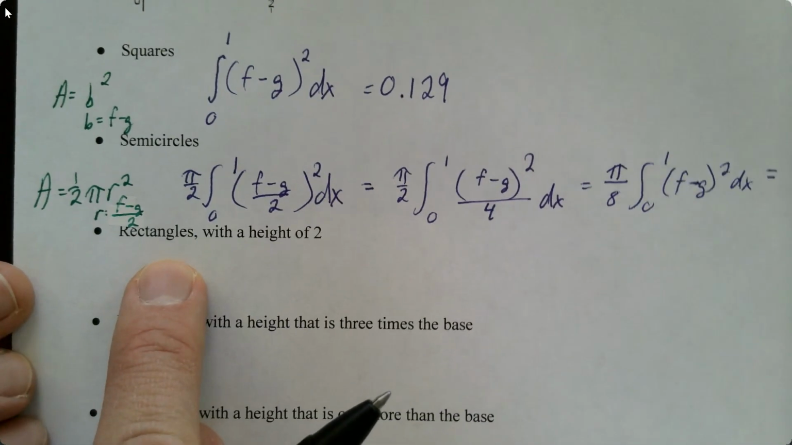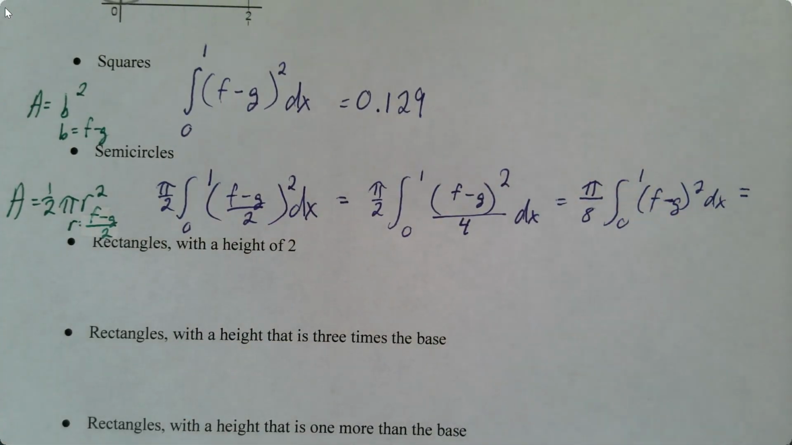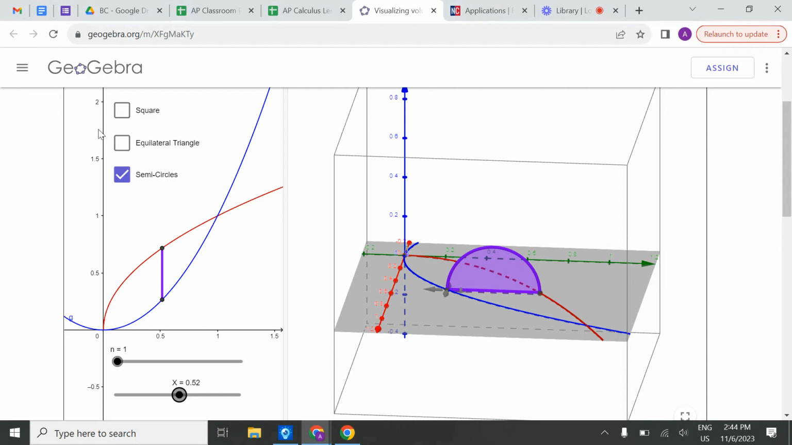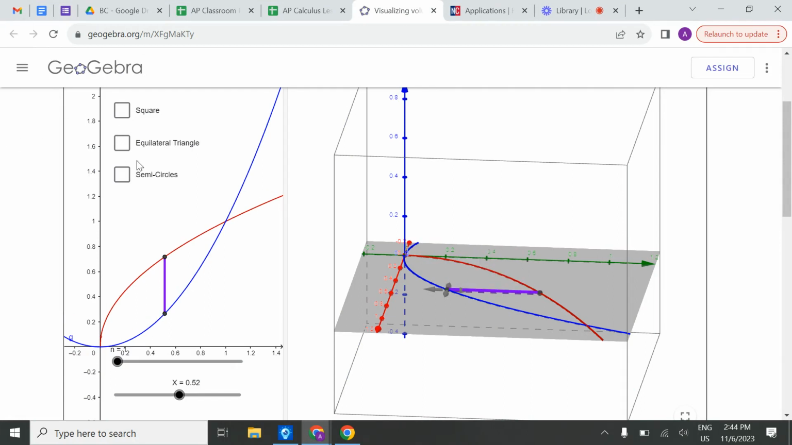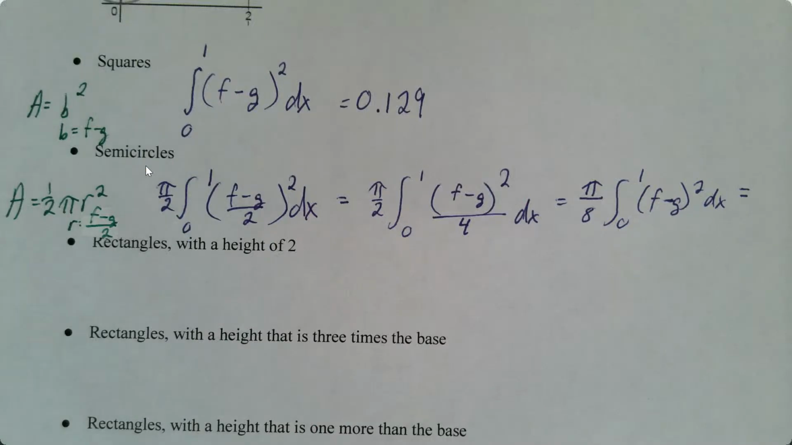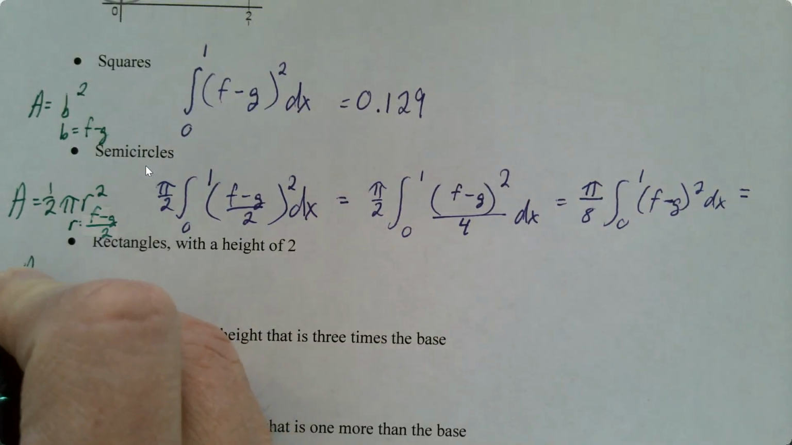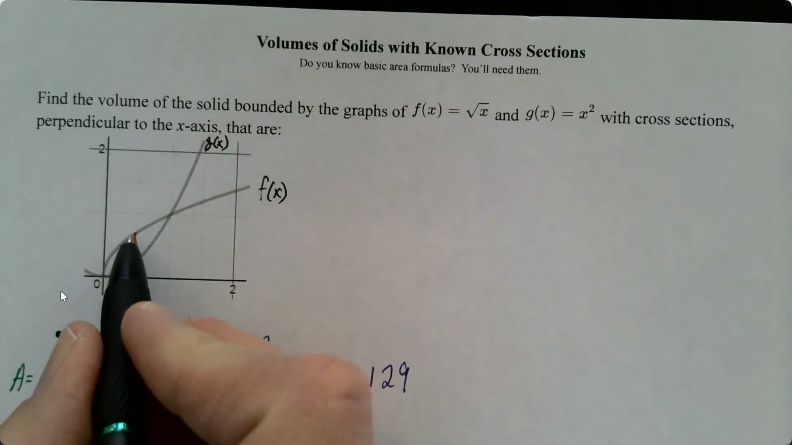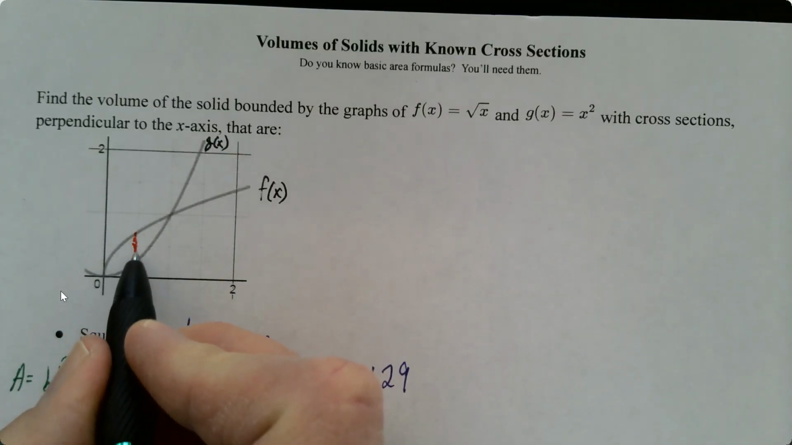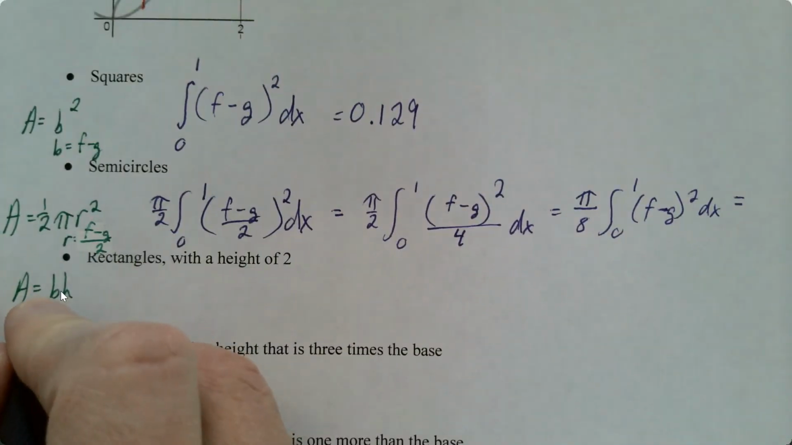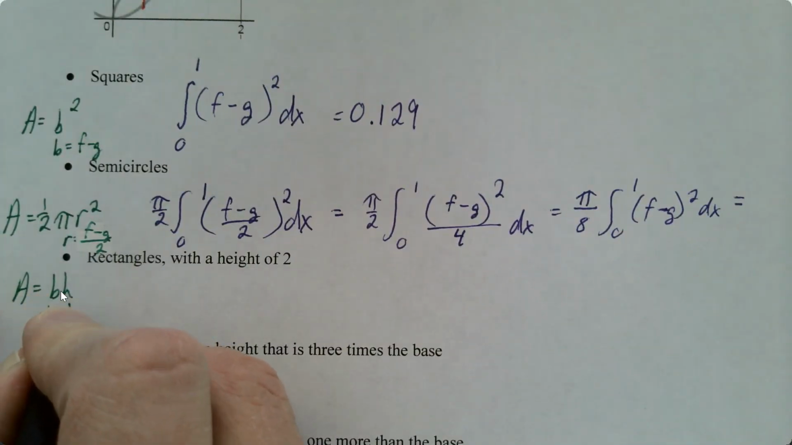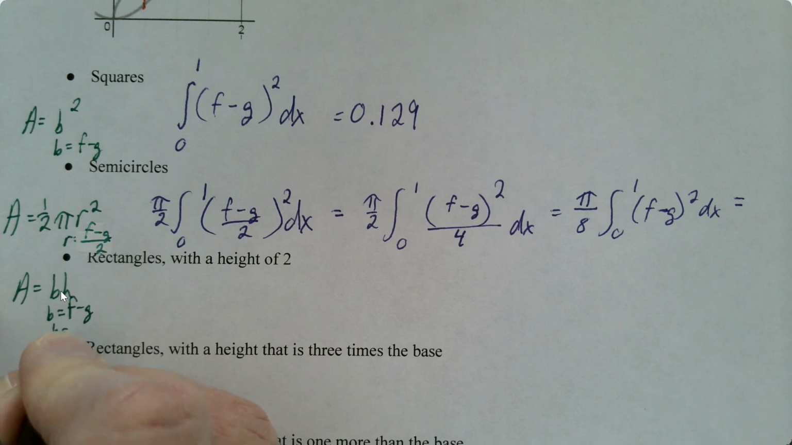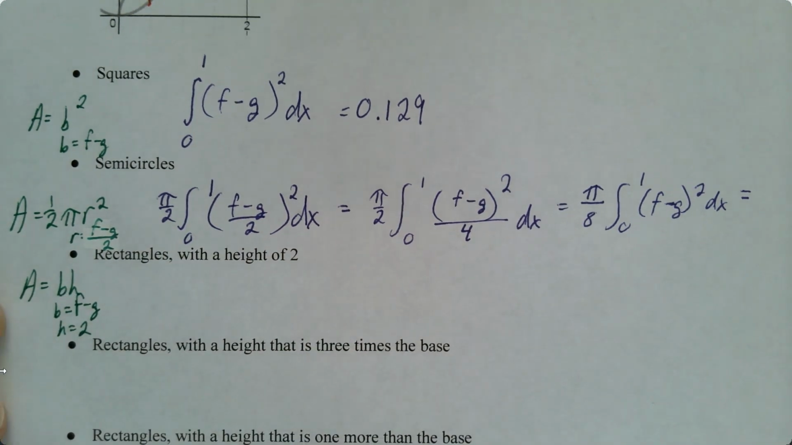We have rectangles with a height of 2. So in this particular circumstance, this little program right here that we have, that's so wonderful, doesn't have an option for rectangles with a height of 2. So we're just going to have to come over here and figure out the formula for a rectangle with a height of 2. Well, here's the formula for a rectangle. Base times height. And the base is, we've been through this, F minus G. Okay, well, that's good to know. Base is F minus G. And the height is 2, because they said so.